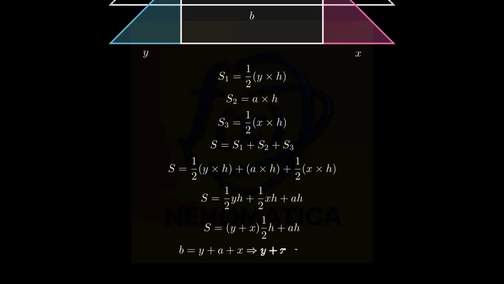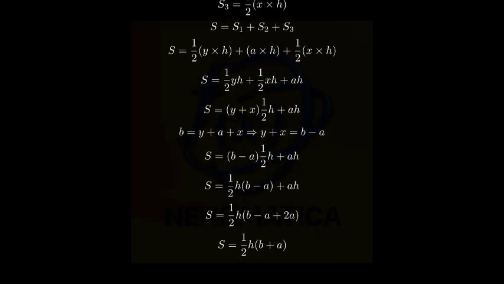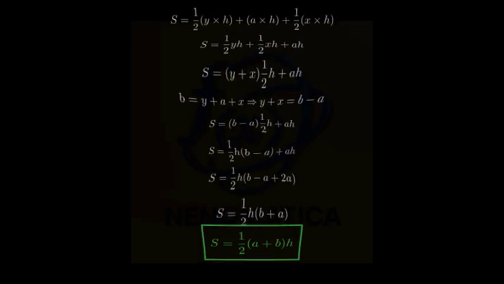We know that the bottom base b equals y plus a plus x. Therefore, y plus x equals b minus a. Substituting this into our area formula, S equals 1/2 h times the quantity b minus a plus 2a, which simplifies to 1/2 h times the quantity b plus a. Therefore, the area of a trapezoid is.